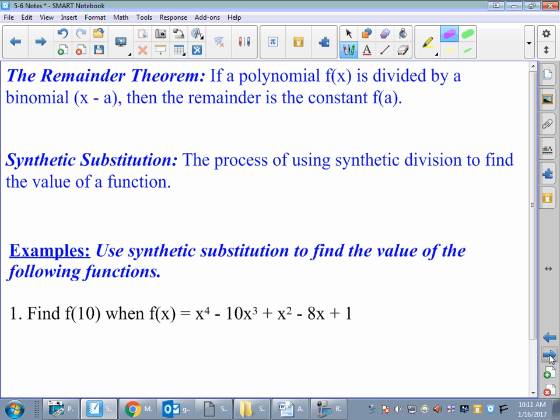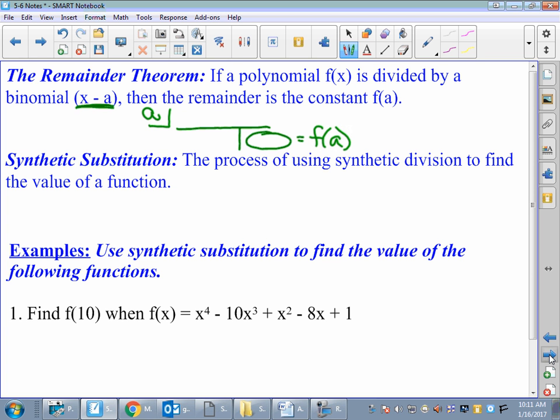And so that is the remainder theorem. If you have a polynomial and it's divided by a binomial, x minus a, then the remainder is the constant f of a. Just to reiterate, it's kind of an abbreviated form. If I have the factor x minus a goes in the corner, after I do the actual synthetic division and finish everything off, this answer here is equivalent to if I were to plug in f of a. So it's a new method to find the value of a function. You're going to use that method today.